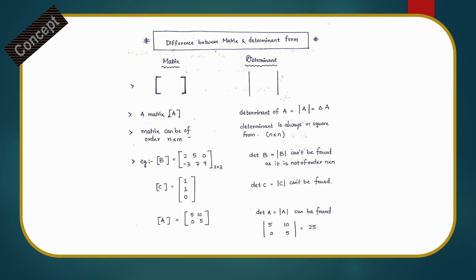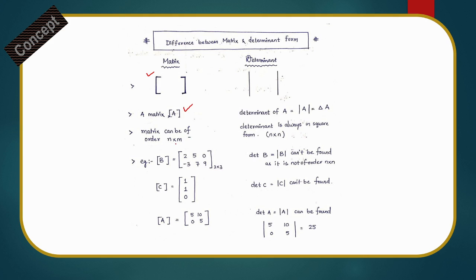So what is the difference between matrix and determinant form? This is very basic and important also. What is the difference between matrix and determinant form? A matrix we usually represent by square brackets, but a determinant we represent by just putting two bars. A matrix is represented like this and a determinant is represented like this.